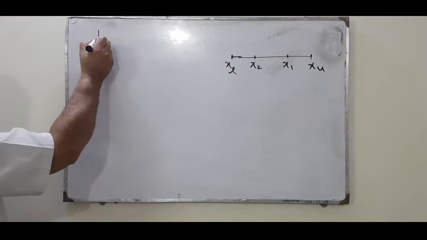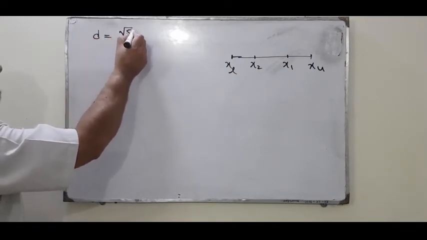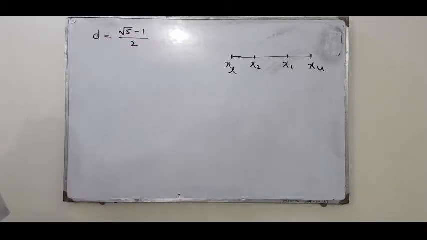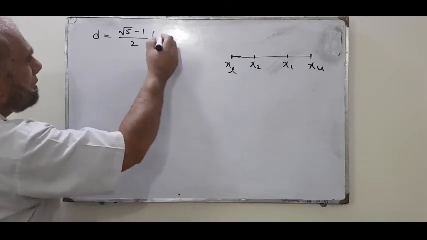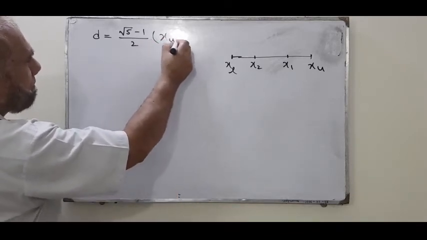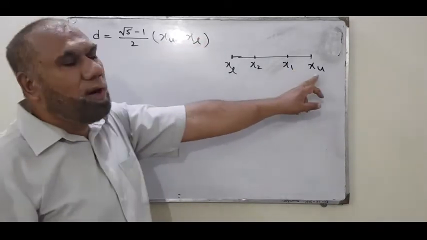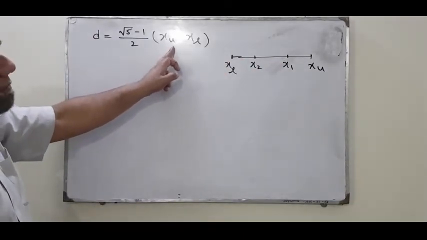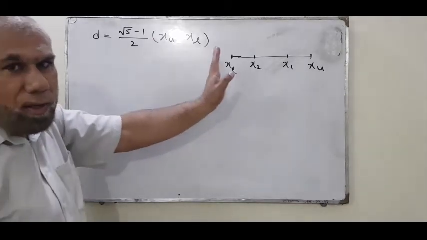First of all, you will be calculating D, and D will be obtained by using root 5 minus 1 over 2. This is the golden ratio which we have just described and derived, times the length of the interval, and that is obtained just by taking the difference of the two endpoints. So the length of the interval times the golden ratio gives you the value of D. Of course, this will be a number.